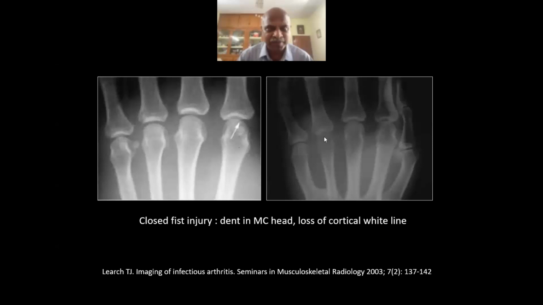There's a narrowing of the joint space, and the cortical white line, compared to the other metacarpal heads, the cortical white line is not identified in this metacarpophalangeal joint, and you know that there is septic arthritis. Now, we don't really see closed fist injuries so much. Maybe the bad guys are getting wiser and they know it's more effective to hit below the belt rather than punch a person in the face, or also possibly because of the increased use of firearms and weapons in fights.